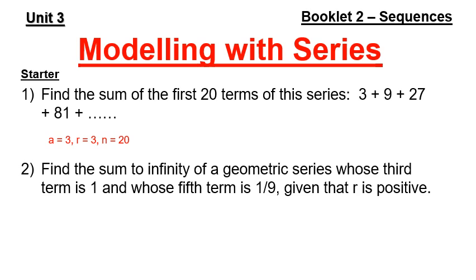Here are the answers then. In question 1, we can see that the first term is 3, the common ratio is 3, and we're finding the sum of the first 20 terms, so we can say n is 20. And then we can use the S_n formula, there it is, from the formula booklet, sub in all the things that you know, and we get this enormous answer.